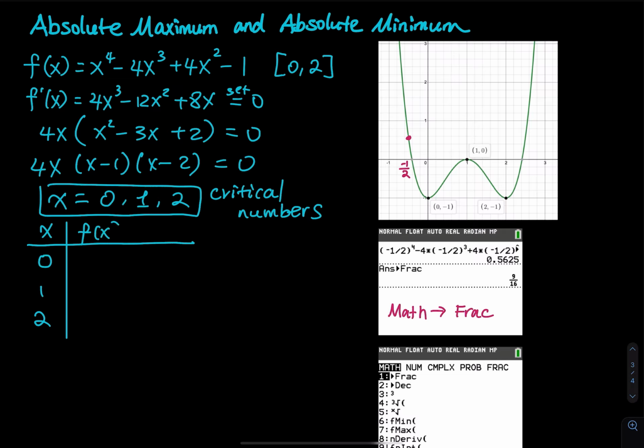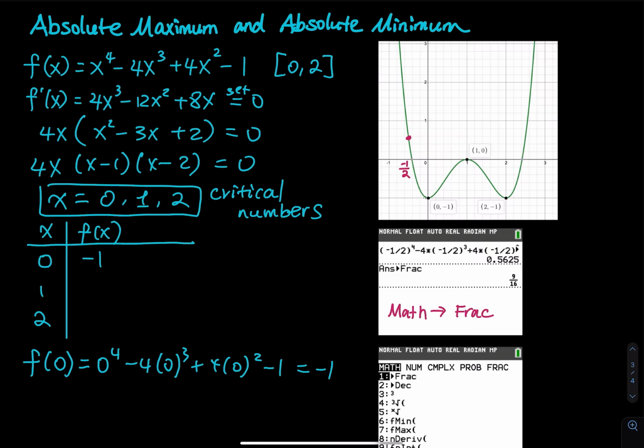And then f of x. So how do we test 0? All you have to do is plug in 0 to the original function, not the first derivative. Because you are testing the location of a point, you have to plug it into the original function. So we have 0 to the fourth minus 4 times 0 to the third plus 4 times 0 squared minus 1, so that is equal to negative 1, right? So when x is equal to 0, y is equal to negative 1.